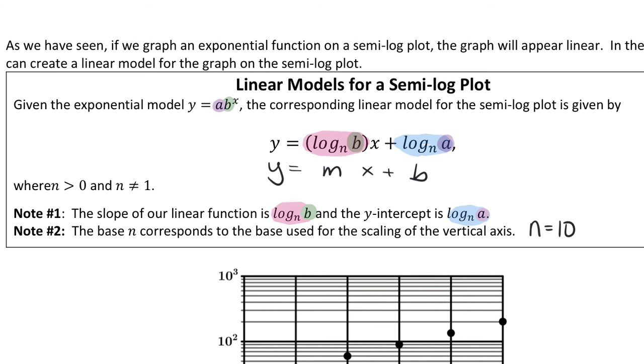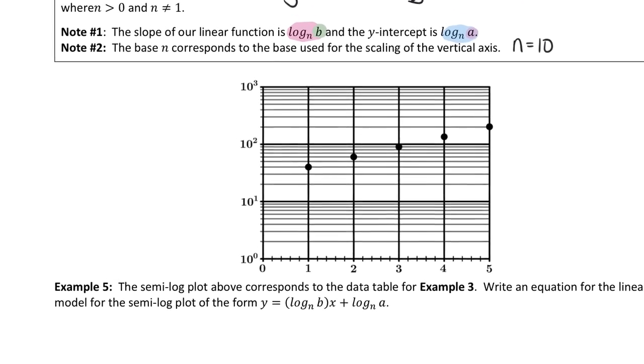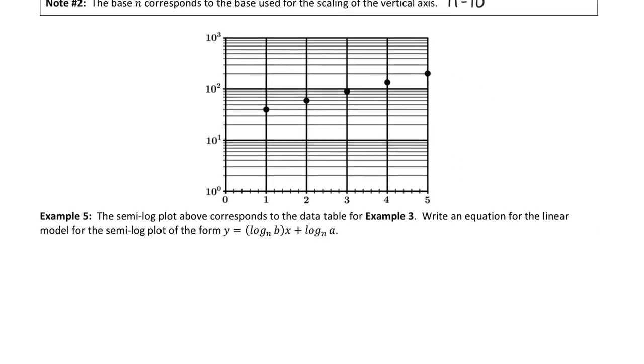So a question you may see would be something like this. It says the semi-log plot above corresponds to the data for the table in example 3 that's on the front of your page. Write an equation for the linear model of the semi-log plot of the form y equal to log base n of b times x plus log base n of a. We need the values of a and b for this exponential data to make this happen.